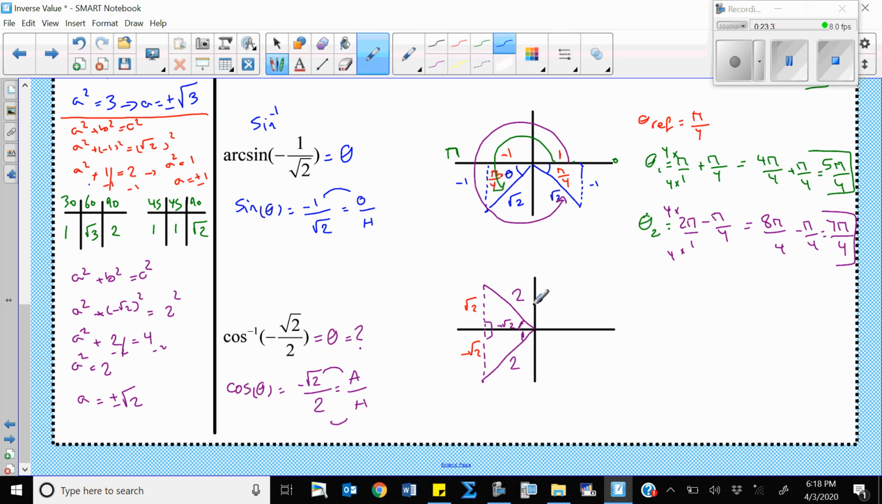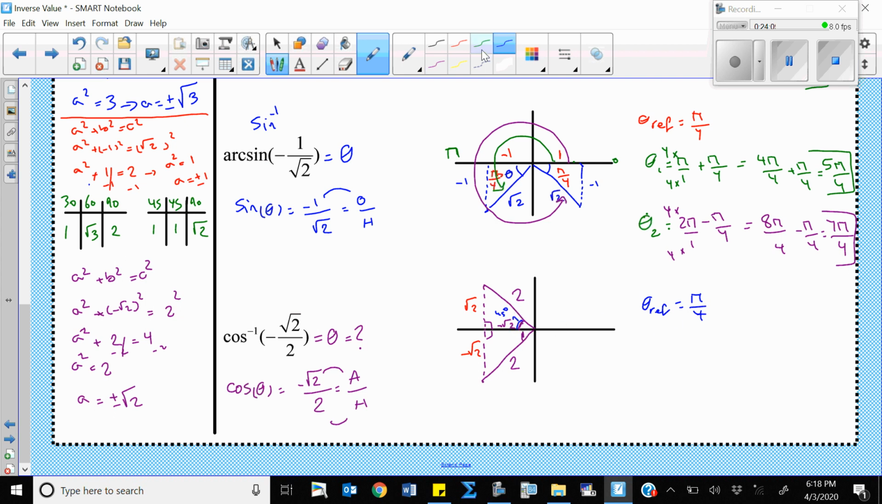Okay, so we figured out that we have the 45, 45 triangle, and this angle that we were looking for is 45 degrees, because it's opposite radical 2, which we said can be written as 1. So theta reference here is 45, which I'm going to write as pi over 4 because I'm working with radians. It's pi over 4.